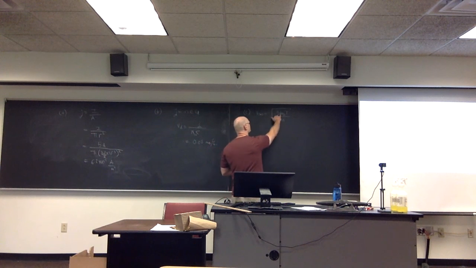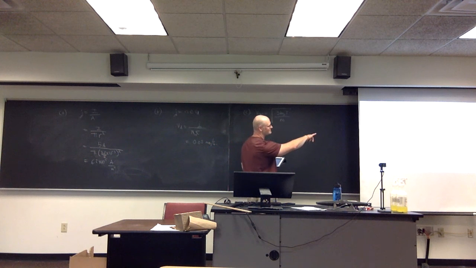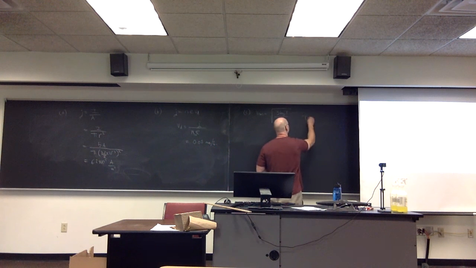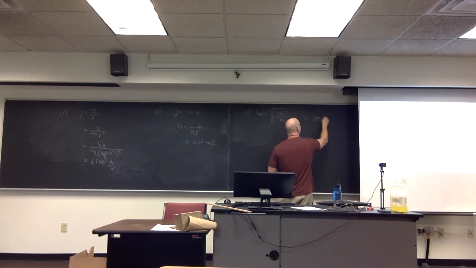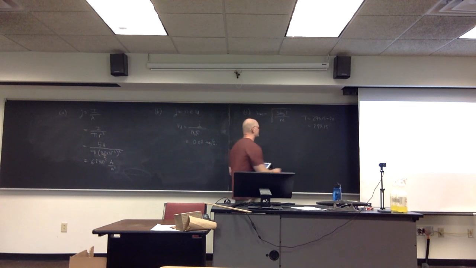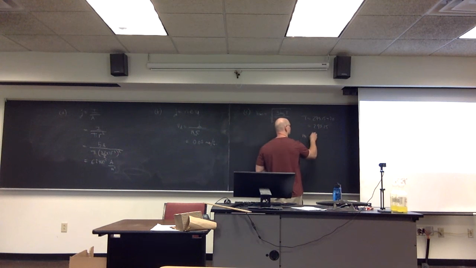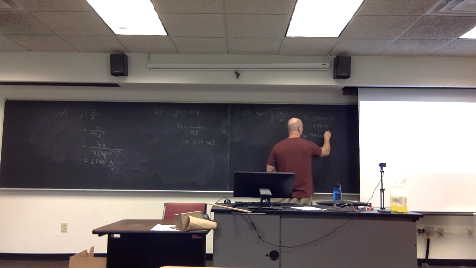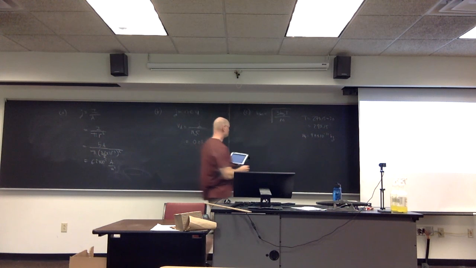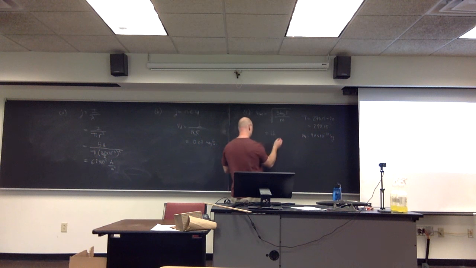Here, Boltzmann's constant is just a number. The temperature has to be in Kelvin, so it should be 273.15 plus 20 degrees, which means this is 293.15. And the mass here is the mass of the electron, which is 9.11 times 10 to the minus 31 kilograms. Looking at our numbers, this works out to be about 1.2 times 10 to the 5th meters per second.